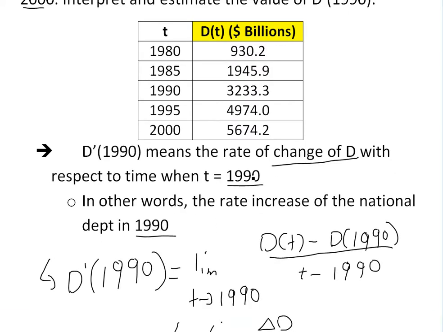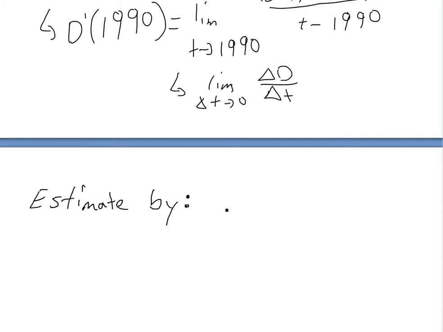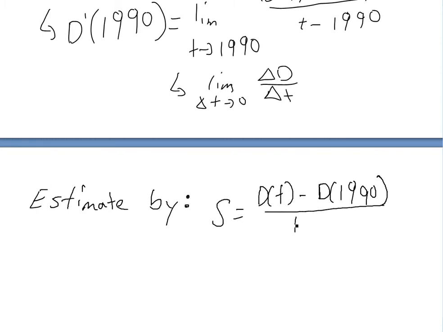Now we've gone over interpreting what it is, basically the rate of change. If we were to estimate this value, we could do it by using the average slope at any given point compared to 1990, as D of t minus D of 1990 over t minus 1990. So instead of the limit as it approaches 1990, we'll just have the difference, make a table of it and see what happens. I'll show you what I mean.